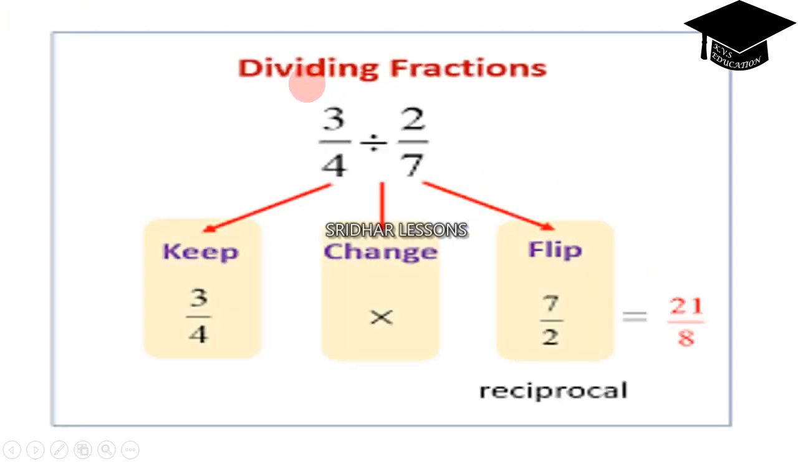We will see here more clearly dividing the fractions. 3 by 4 divided by 2 by 7. We will keep this 3 by 4 as it is, and this division will change to multiplication, and this number will flip. The reciprocal of 2 by 7 will become 7 by 2. So 3 into 7 is equal to 21, and 4 into 2 is equal to 8. That means 21 by 8 is the answer.